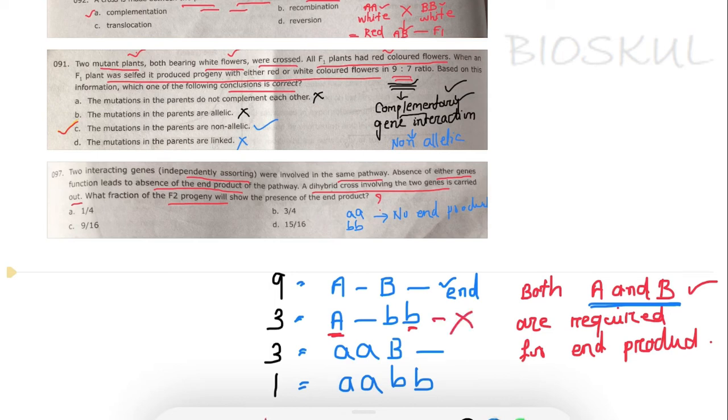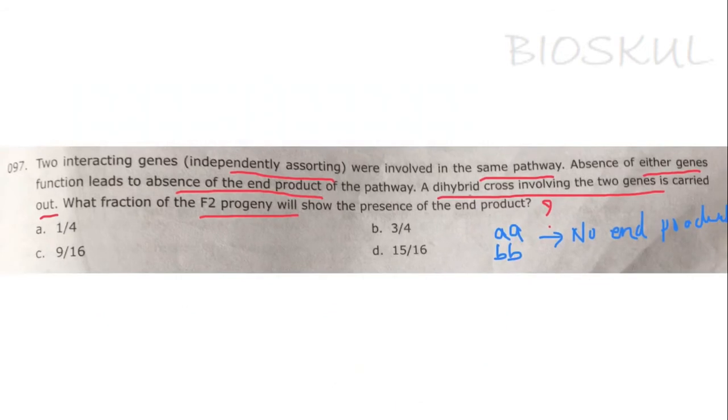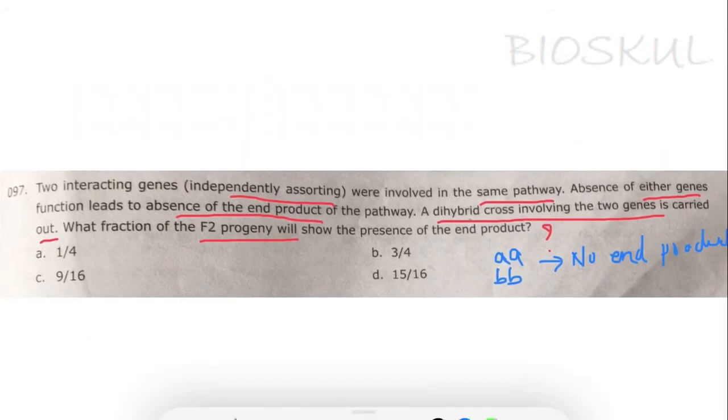Similarly, look at here, A is absent, so it cannot form end product. And here both A and B are mutated, so this one also cannot show the presence of end product. Okay, so let's find out the fraction or ratio. The ratio is 9 out of 16 of F2 progeny will show the presence of end product, right? So the correct answer is option C.